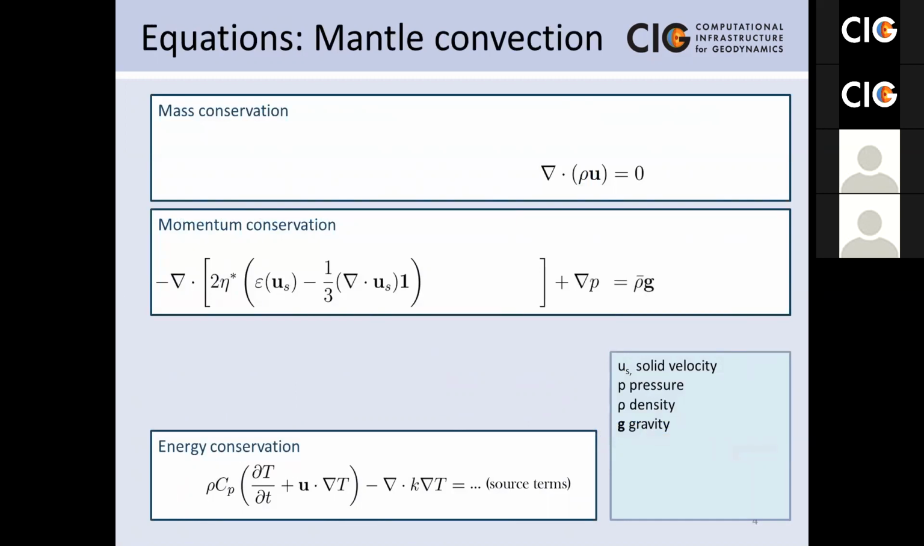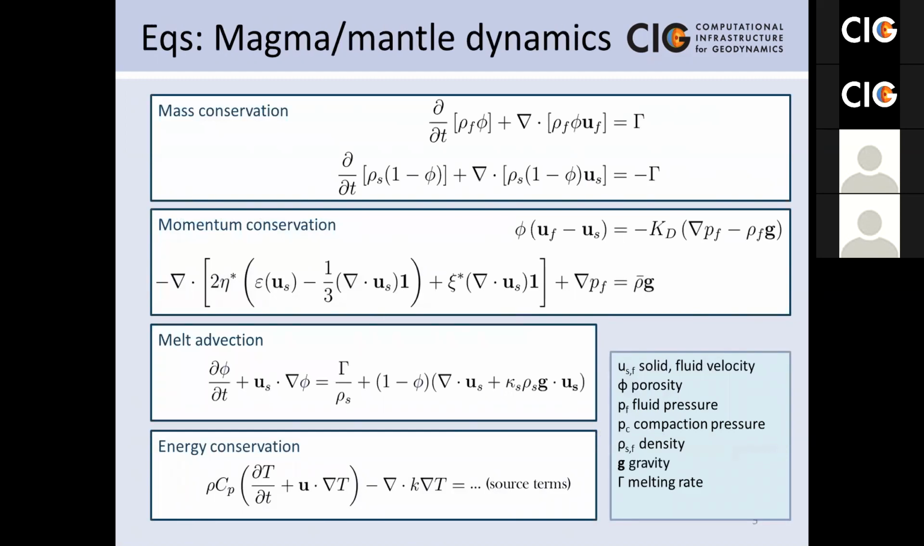So these equations here are the normal equations in ASPECT that we would use for mantle convection. So there's one equation for the mass conservation of the solid, one equation for the momentum conservation of the solid, and then we also have some energy conservation equation. Now, for the coupled magma mantle dynamics, this suddenly becomes much more complex. So we now have two equations, one for each phase for the mass conservation, also two equations for the momentum conservation, and we have to track the porosity. So the porosity tells us what is the fraction of melt at every point in time, and so we have to solve an advection equation for that too.